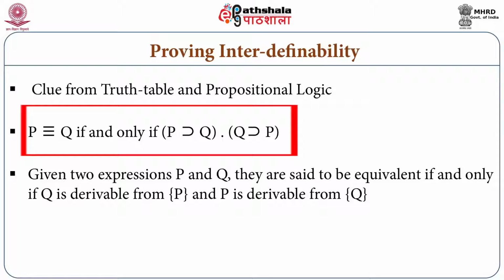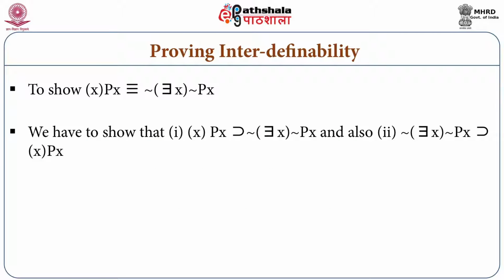If we want to show the logical equivalence, P materially equivalent to Q will be the case if and only if P implies Q and Q implies P. That means given two expressions P and Q, they are said to be equivalent if and only if Q is derivable from our assumption that P, and P is also derivable from our assumption that Q. In other words, to show that for all x, x is P is materially equivalent to it is not the case that there is an x such that x is P is not the case, we need to do like this.